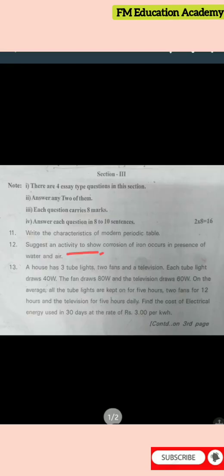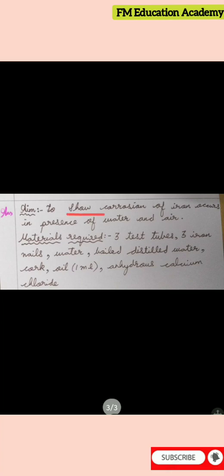Next question is, suggest an activity to show that corrosion of iron occurs in the presence of water and air. It is a very important question, and also it is very easy. To show that corrosion of iron occurs in the presence of water and air, that is, we have to say that iron gets corroded when water and air are present. That we have to show in this experiment.